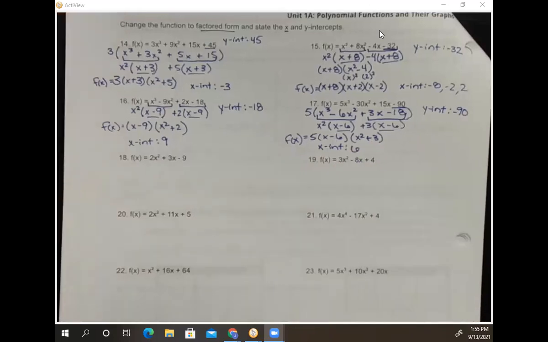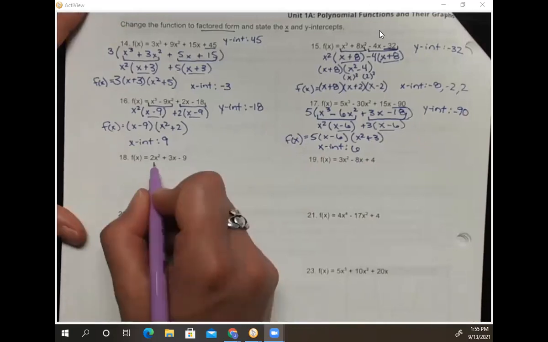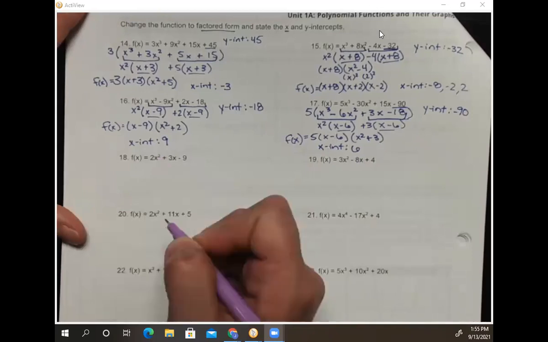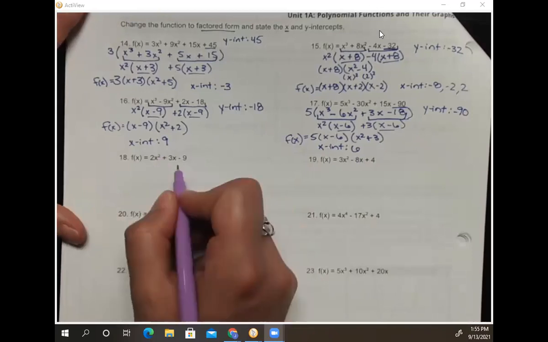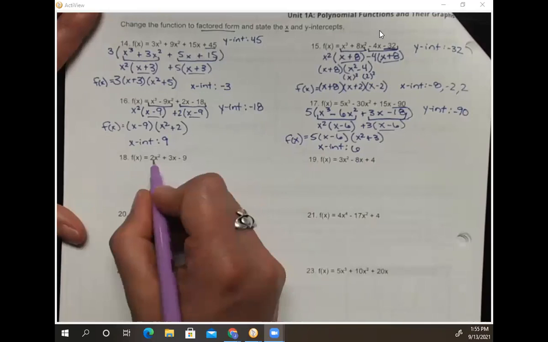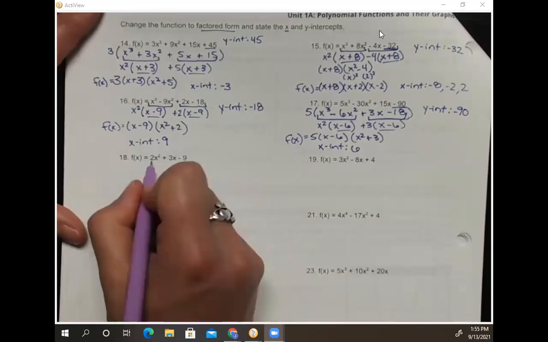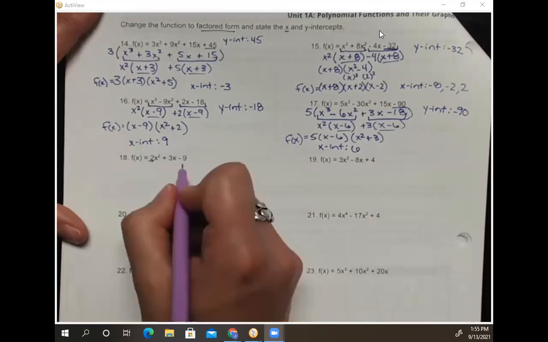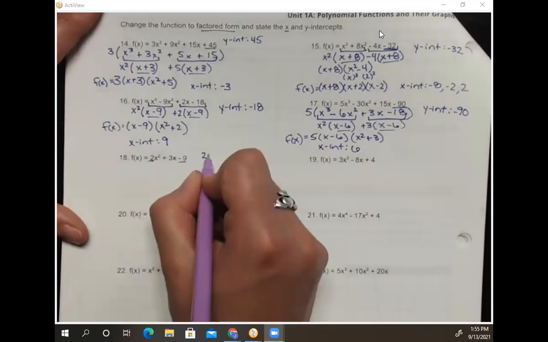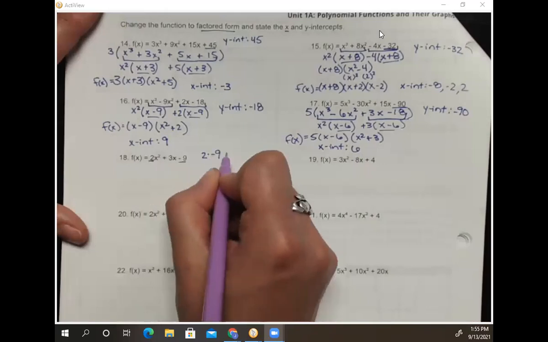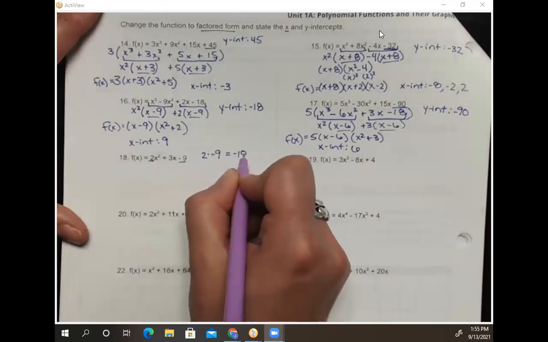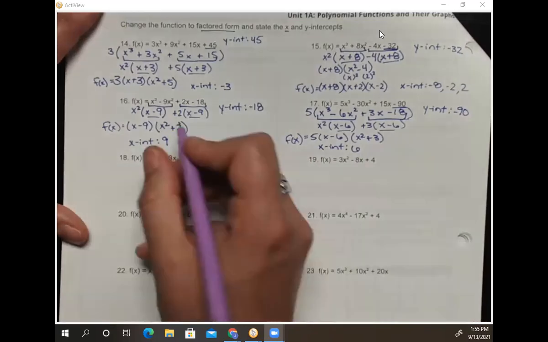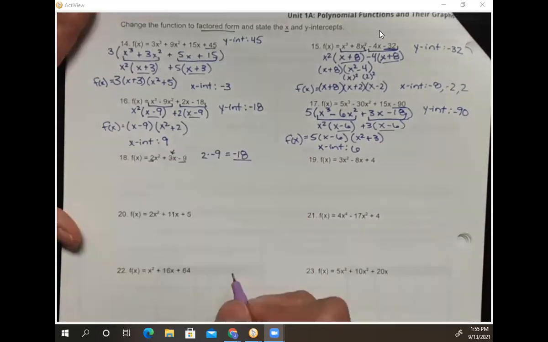For number 18, we only have 3 terms. We're going to use a little bit different strategy here. We're still going to start by looking to see if we have a greatest common factor for all the terms. We don't for this particular problem, so I'm going to look at a 3-term factoring method. Since we have a lead coefficient that's not 1, I'm going to use AC method here. So I'm going to take my A value of 2 and multiply by my C value of negative 9. That gives me negative 18. And now I want factors of negative 18 that add to 3.